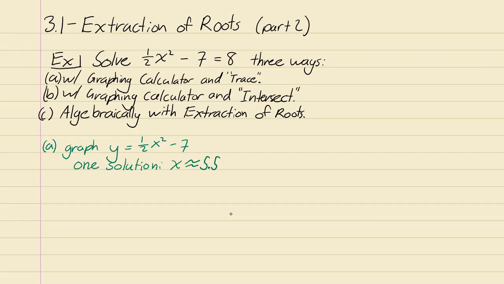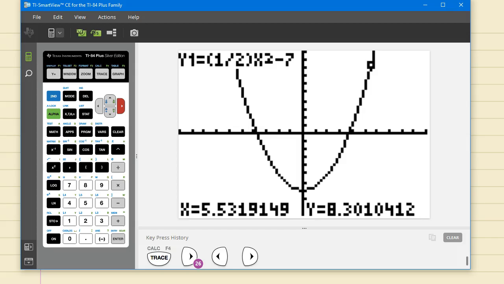And to get the other solution, we're just going to trace back around to the other side. Trace, trace, trace. Calculator's a little slow. Okay, so it's about the same symmetrical thing on the other side. So it looks like about negative 5.5 is the other one.